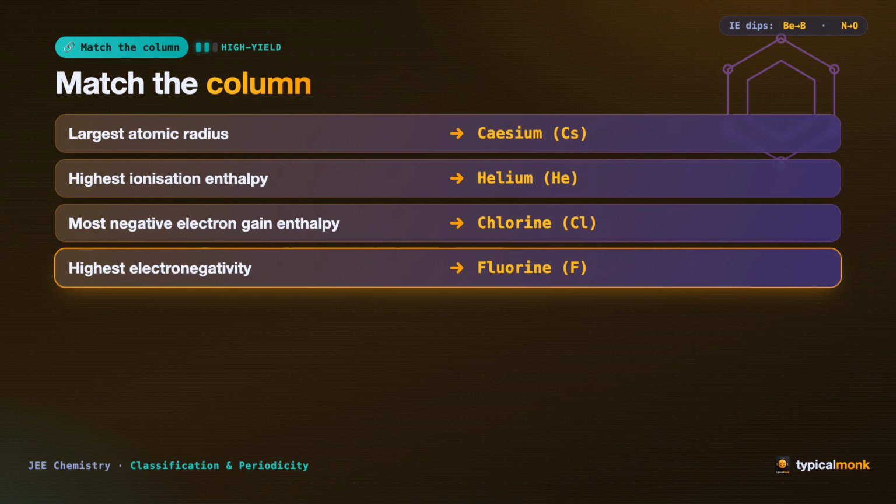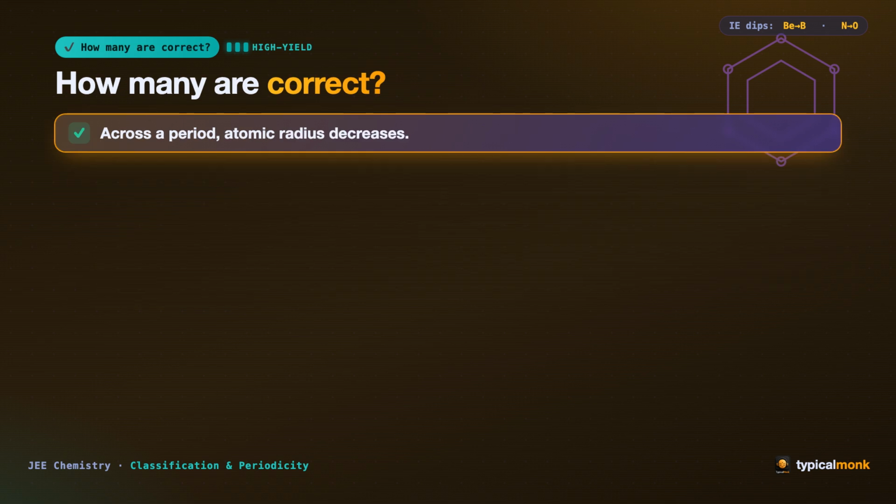Lisa used to confuse fluorine's electronegativity crown with chlorine's electron gain crown. Two different elements, two different titles. If all four came to you before the reveal, effective nuclear charge is becoming your compass. Use a favorite JEE format. I will read some statements. You silently count how many are correct.